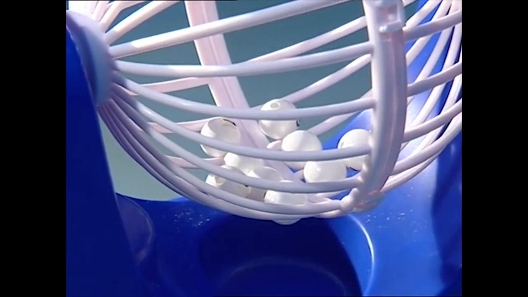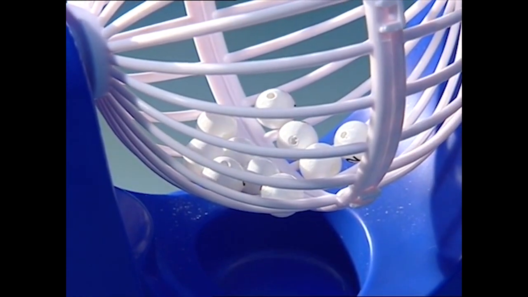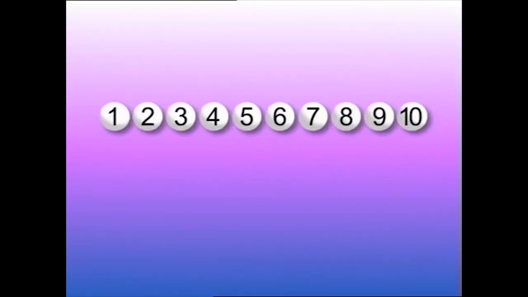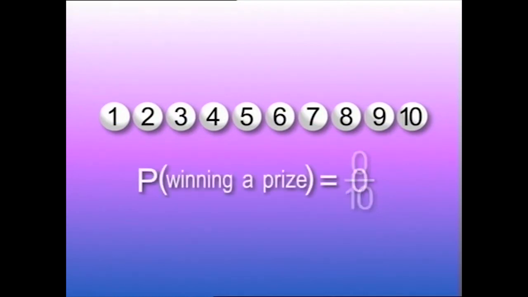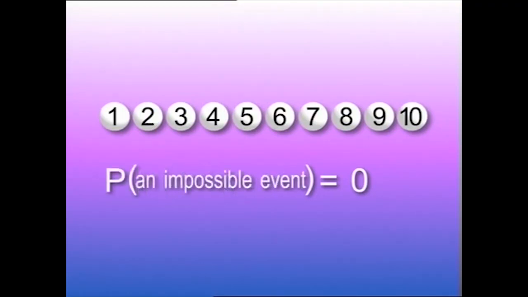Now, if there are no green balls, what is the probability of winning a prize? Of a total of 10 balls, 0 balls can result in winning a prize. Comparing 0 with 10, the probability of winning a prize is 0. As no balls can result in a prize, winning is impossible. So the probability of an impossible event is 0.